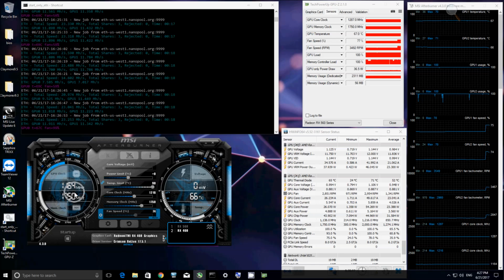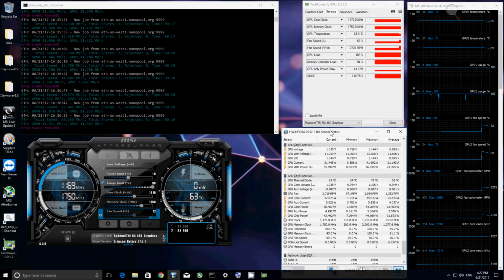And the strange thing is the 460 actually consumes a little bit more power. It's in the 40s watts by software reporting, compared to the high 30s of the 560. So the 560 is definitely more efficient at mining than the 460.